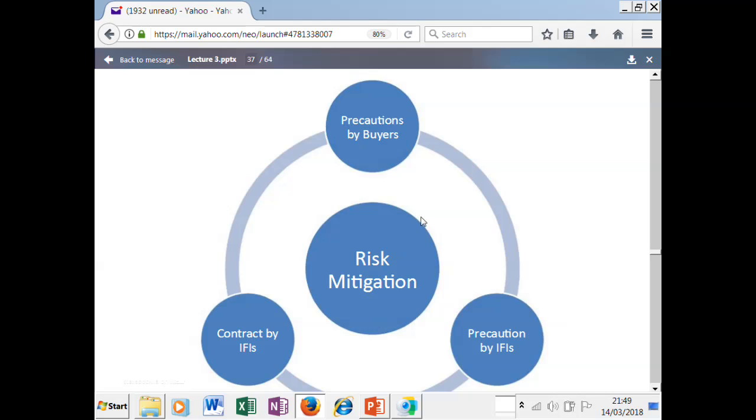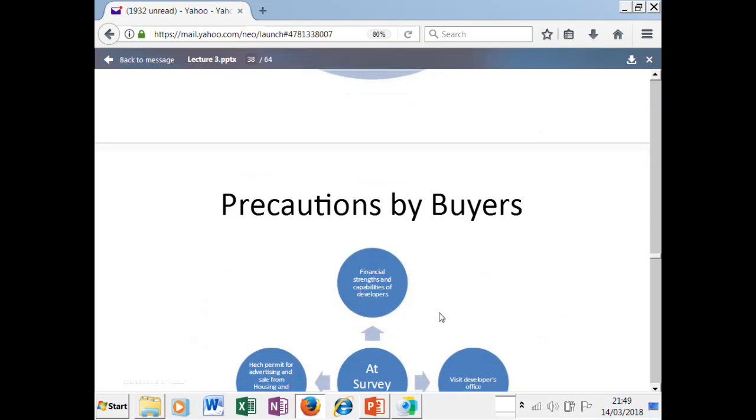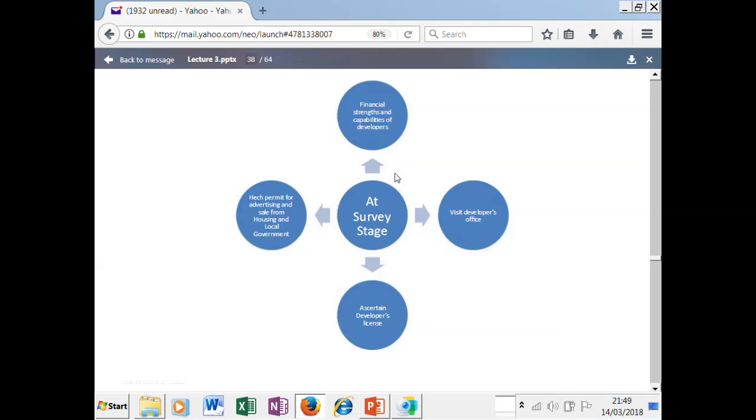And then risk mitigation, precautions by buyers, precaution by IFI, contract by IFI. Find a good developer, which is an established developer, or buy a ready-made already, dah siap, kan? Bukannya developer baru-baru ni yang tak pernah apa, you beli, banyak kes berlaku dia tak siap dan dia lari. Okay, cowboy from hell, kan? Precautions by buyers. Look at the financial strength and capabilities of developers, I mentioned before.